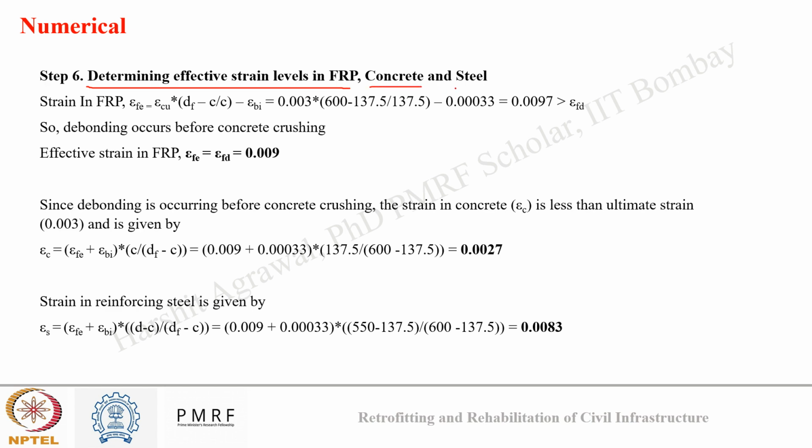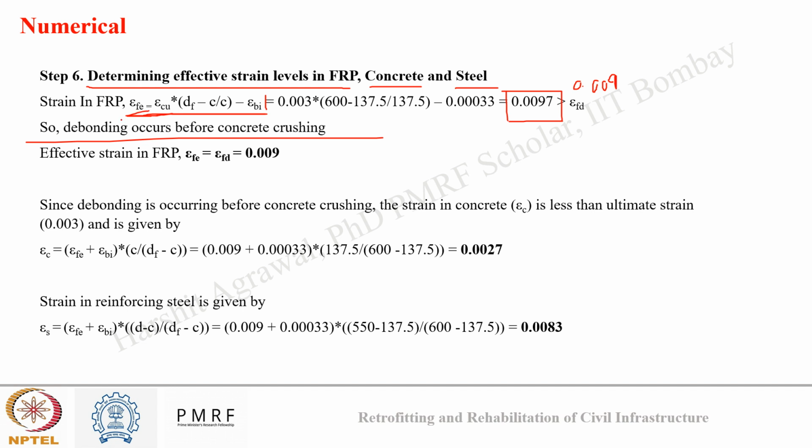In concrete and in steel, the effective strain in FRP we saw from that similar triangle property. It is given by epsilon Fe. So substituting all the values, we know all the other values. Substituting those values, we will get epsilon Fe equal to 0.0097. Now, since this value is again more than 0.009, it says that my debonding occurs before concrete crushing.